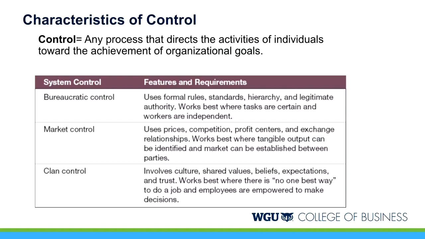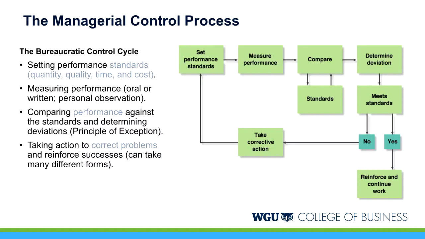So bureaucratic, market, and clan control. How the basic overarching way of controlling, managing an organization, really. So remember those. And then managerial control process, again, chapter 16, I think very important here. That figure, you want to take a look at that, helps explain how that works.